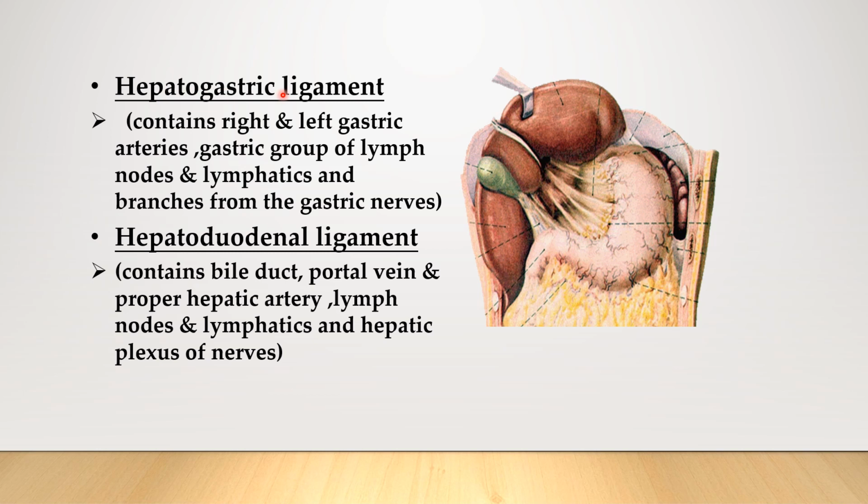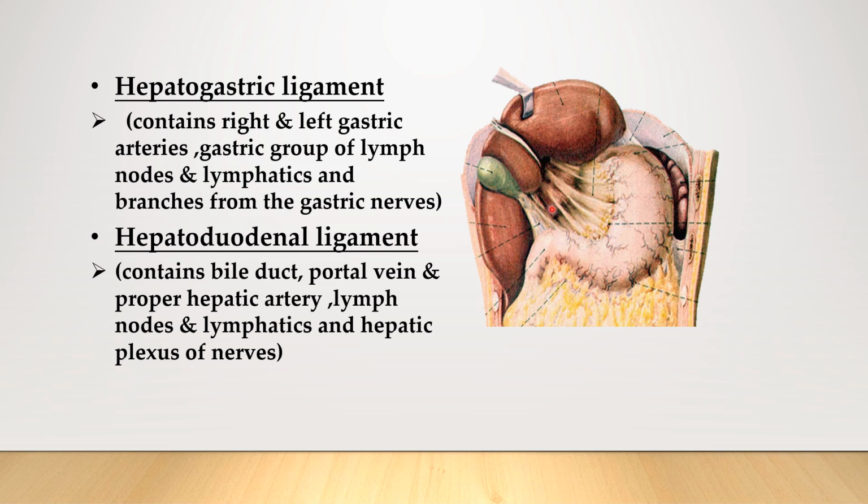The hepatogastric ligament was a part of the lesser omentum that connects the undersurface of the liver with the lesser curvature of the stomach. That ligament contains the right and left gastric arteries, the gastric group of lymph nodes and lymphatics, and the branches from the gastric nerves.